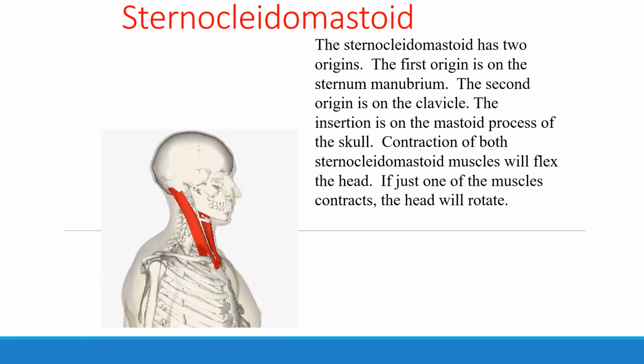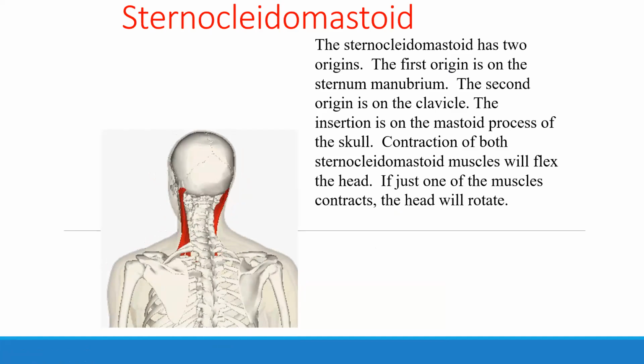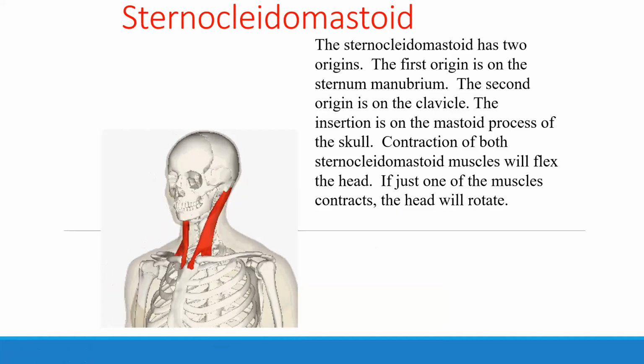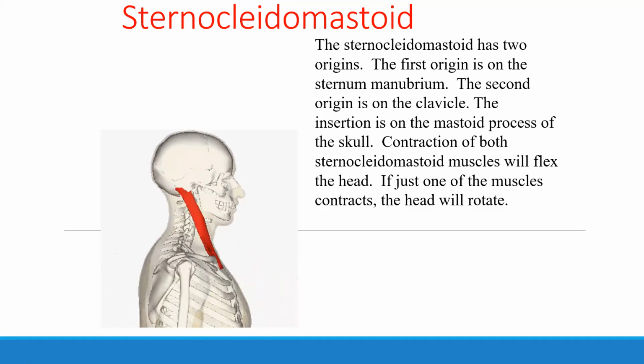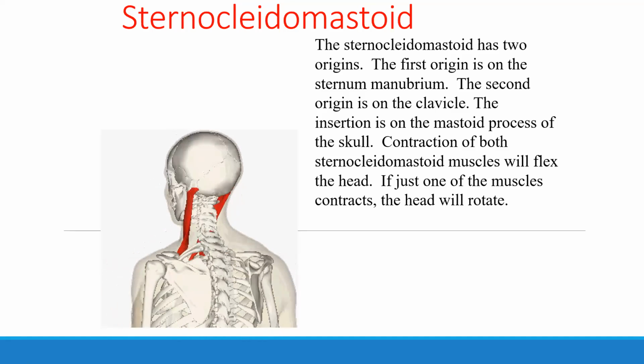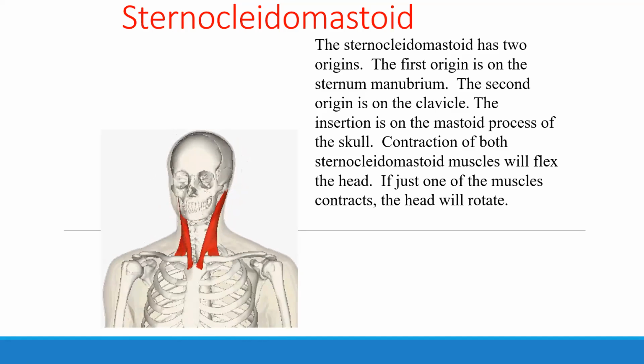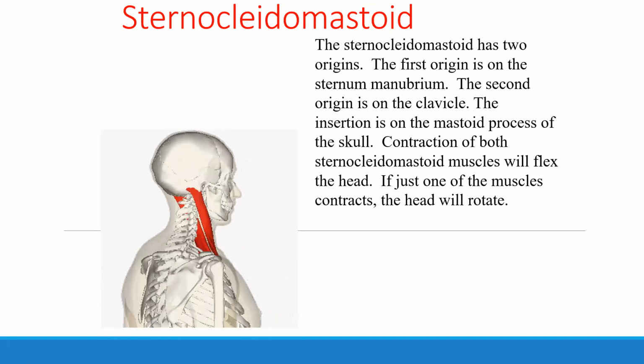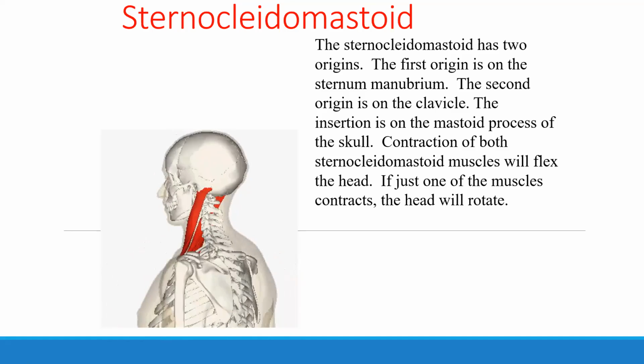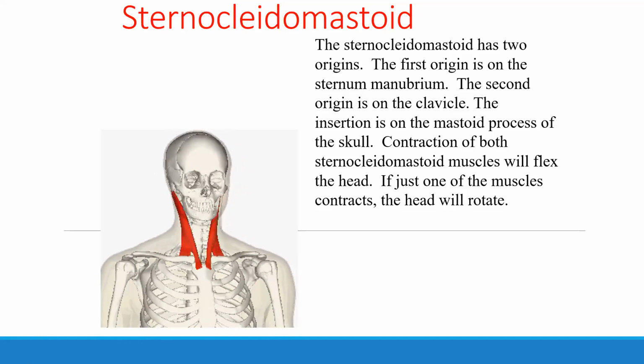When one side contracts, our head turns in that direction. When the other side contracts, our head turns in the other direction. And if we contract both muscles at the same time, our head nods up and down like we're nodding yes.